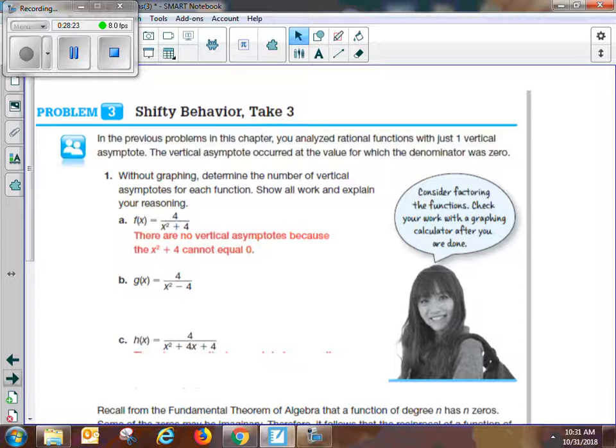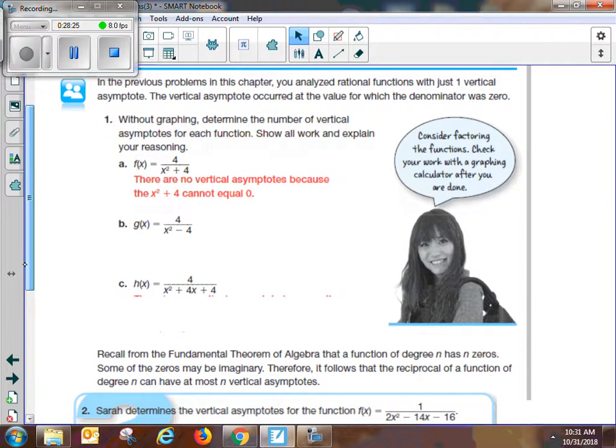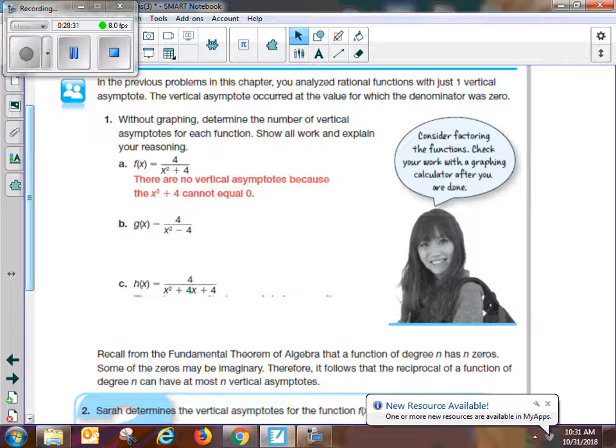Okay? Next one. I know you can factor this. X squared minus 4. Please factor. Tell me what you would get. X, good. X plus 2, x minus 2, which means you would have vertical asymptotes at x equals 2 and x equals -2. Awesome.